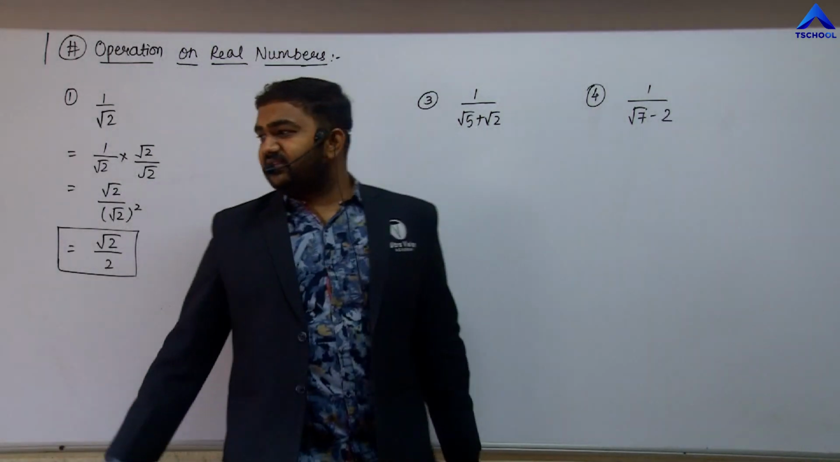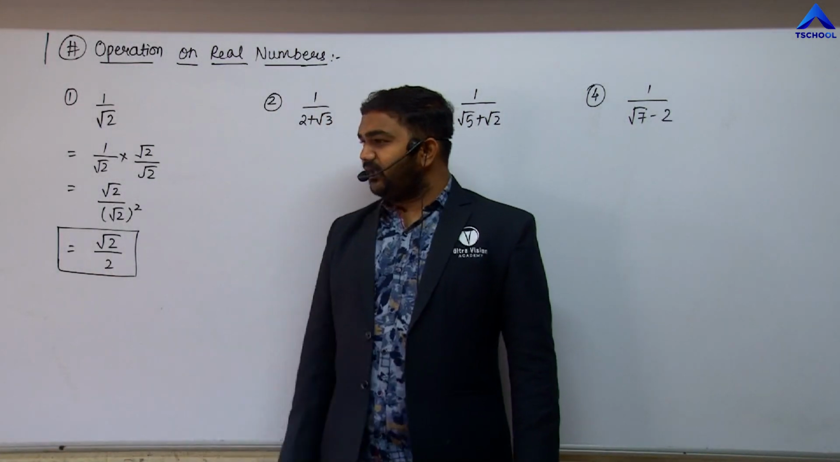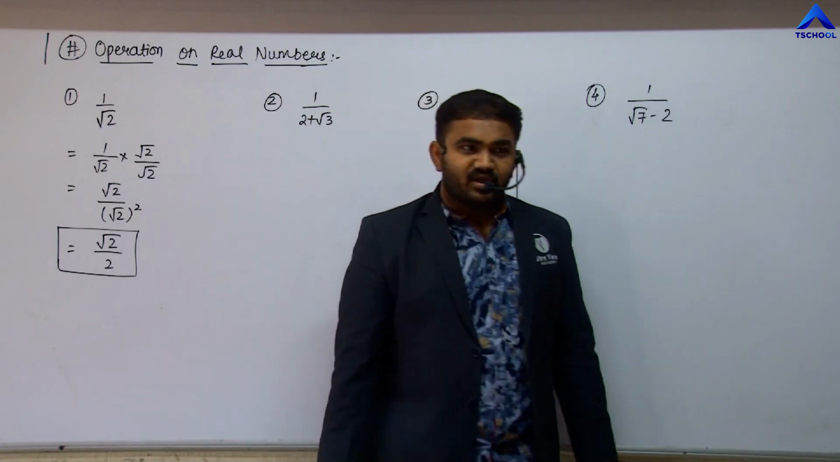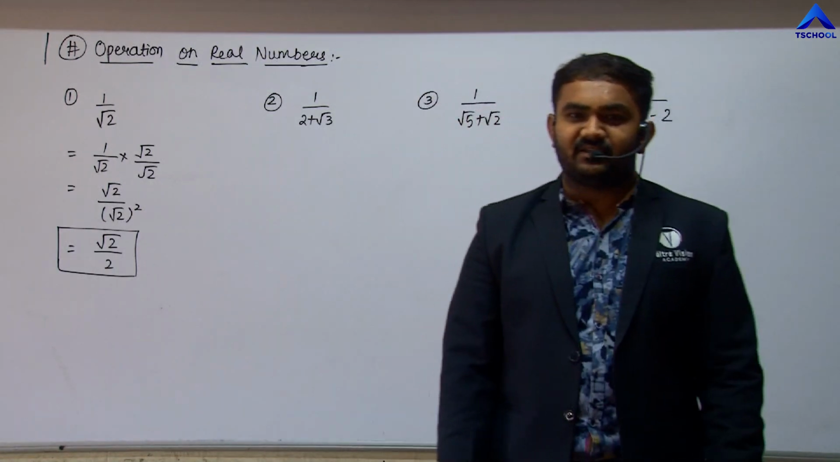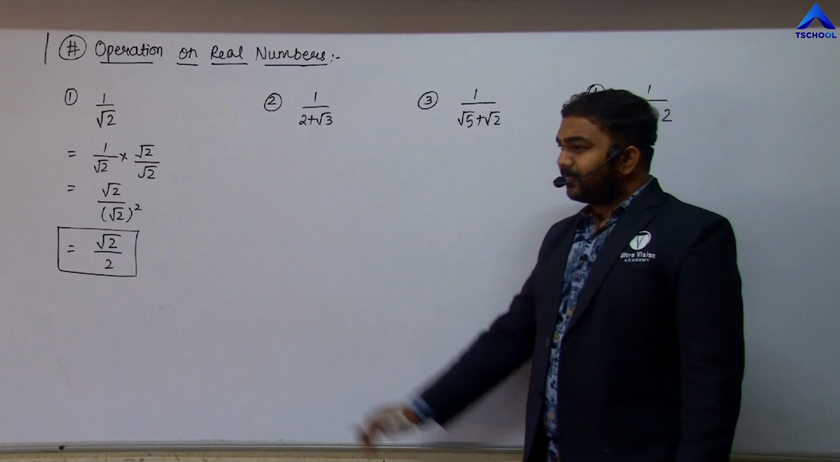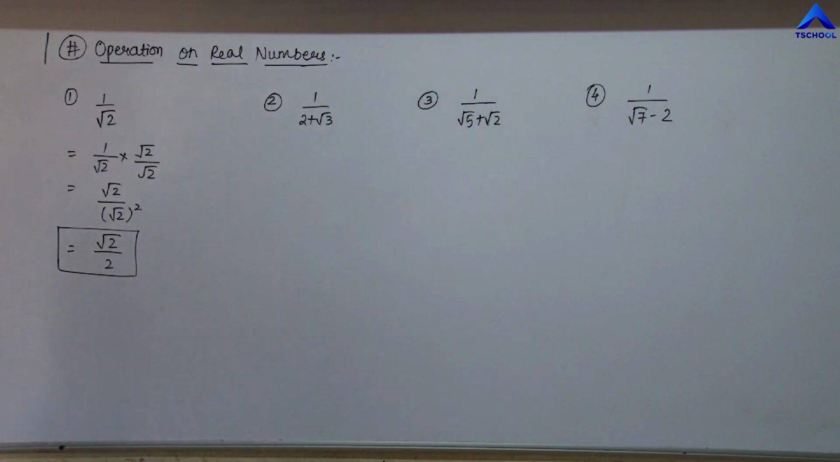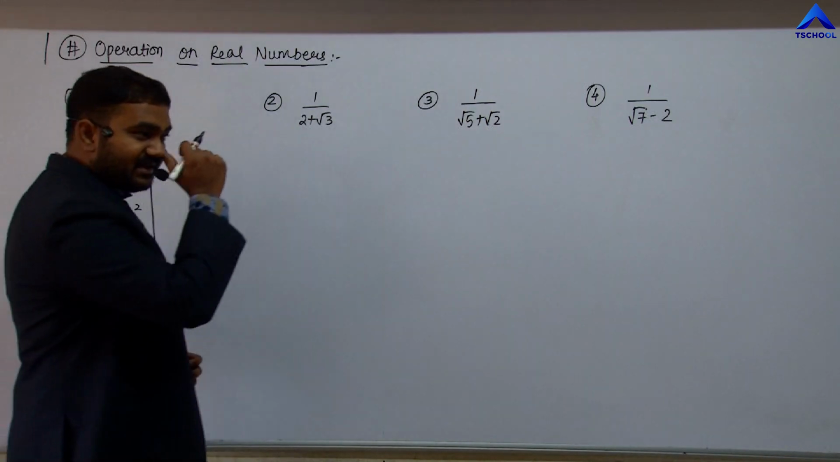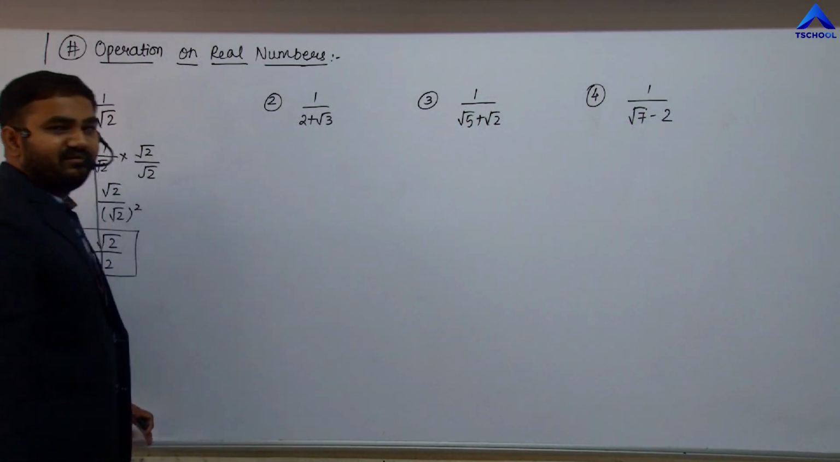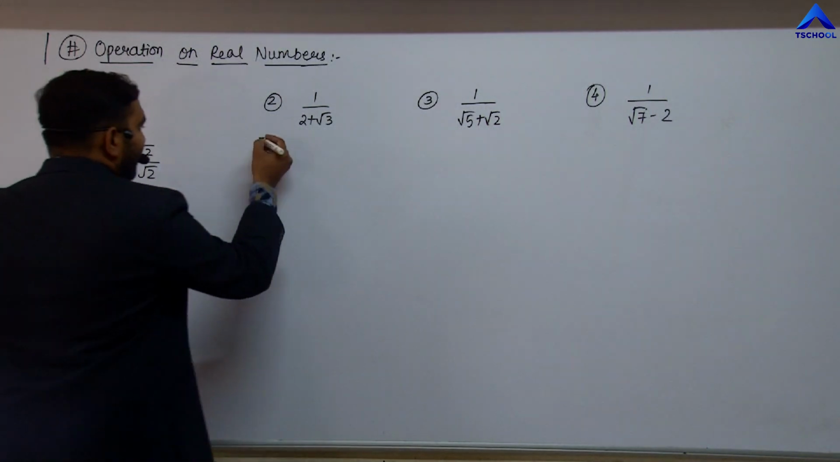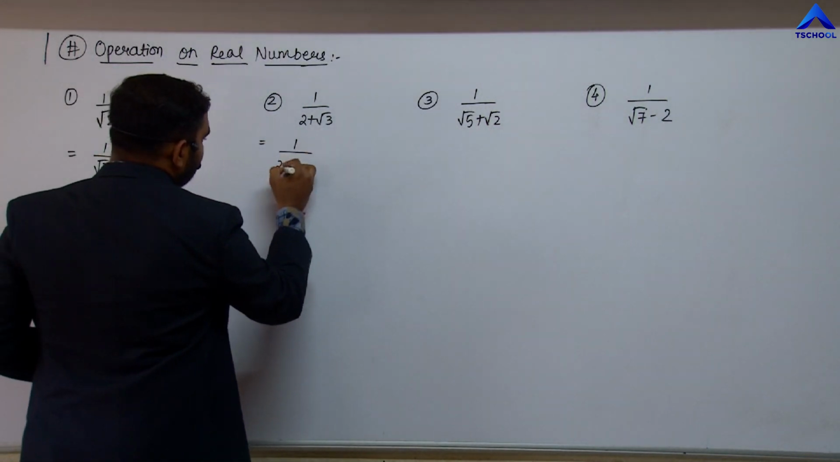Now you can see, friends, that the denominator in the answer in this box has no irrational number present. That means this is valid. This method is known as rationalizing the denominator. Rationalizing the denominator means we are not going to have any irrational numbers present in the denominator. So that was a simple kind of example. Now let us deal with one more example that is somewhat more complex, that is 1 upon 2 plus root 3.